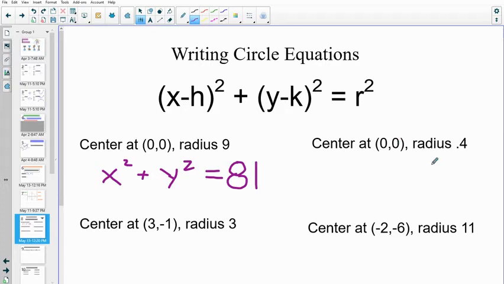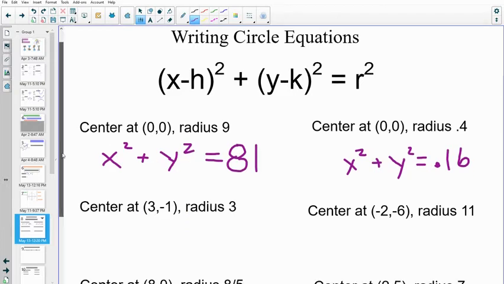Center of 0, 0 with the radius of 0.4, similar left side, actually identical left side, x squared plus y squared equals 0.4 squared, which is 0.16. And so if you graph this on your graphing calculator, you'd have to solve it for y equals, and you'd have to do some manipulations, but you'd have a circle with the radius of 0.4 centered at the origin.